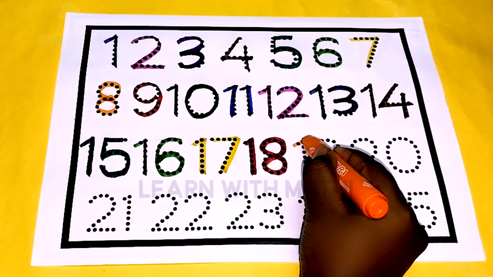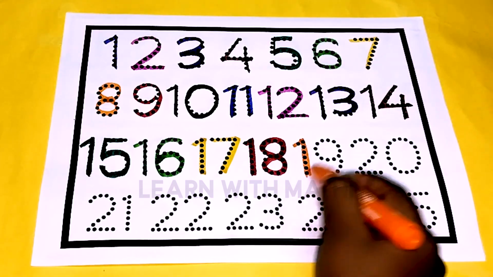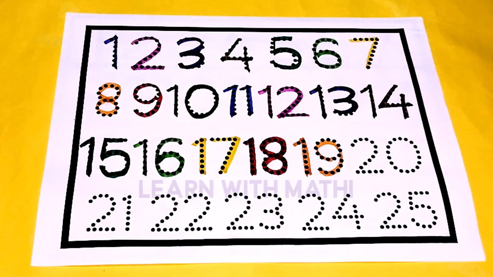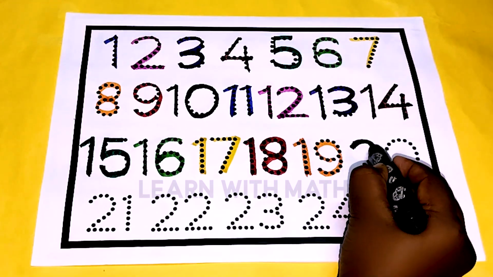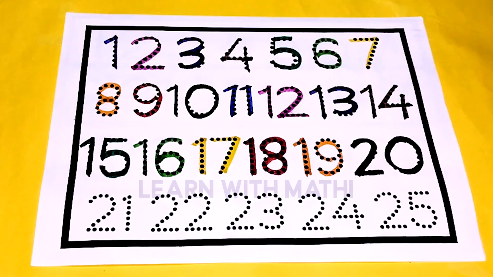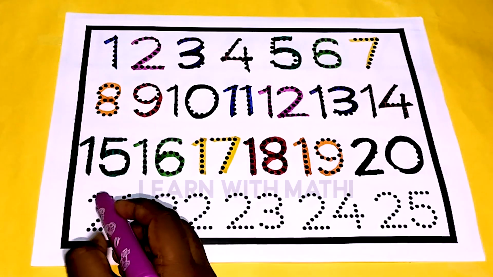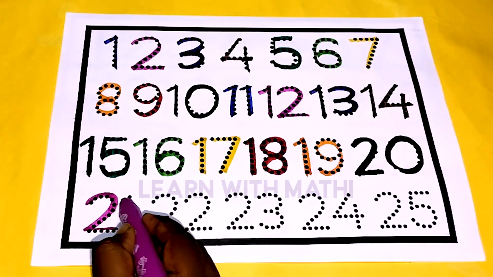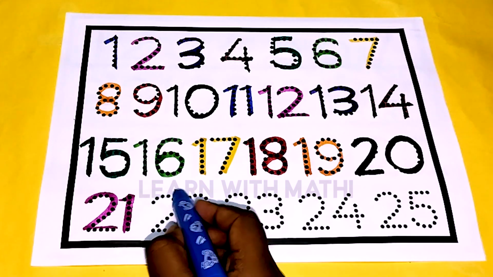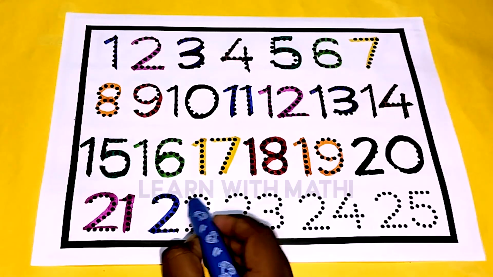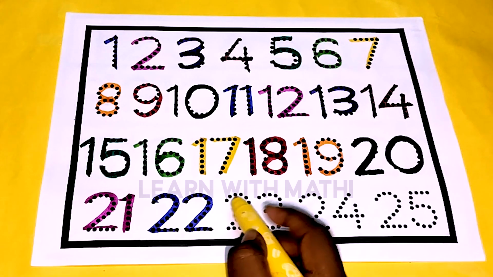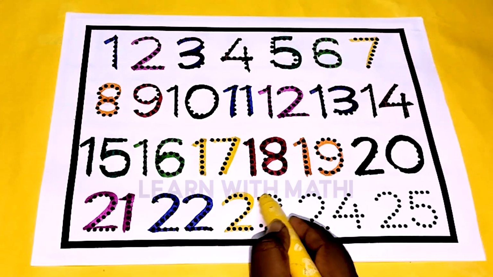This is orange color. 19. This is black color. 20. This is pink color. 21. This is blue color. 22. This is yellow color. 23.